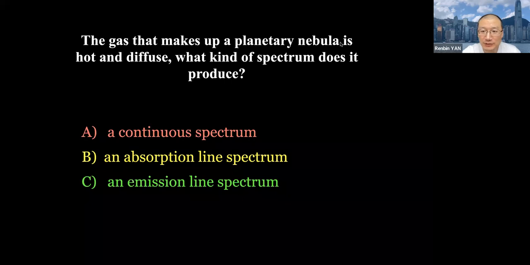So here is a question for you. The gas that makes up a planetary nebula is hot and diffuse. What kind of spectrum does it produce? I don't have a Zoom poll, so please just type your answer in the chat window. What kind of spectrum would a planetary nebula produce?